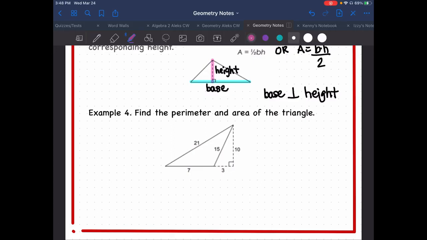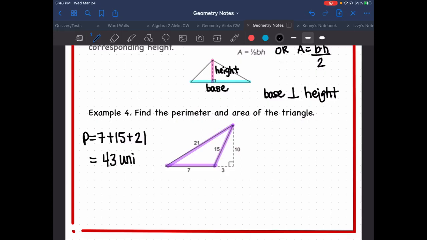To find my perimeter, I need my triangle. So I'm just going to go ahead and highlight the 3 sides of my triangle. I'm doing that just to make sure that I see all 3 sides and I don't have to solve for any of them. So my perimeter is simply going to be 7 plus 15 plus 21, which is 43. This one has no units, but I would just say units, whatever they were, inches, feet, centimeters.